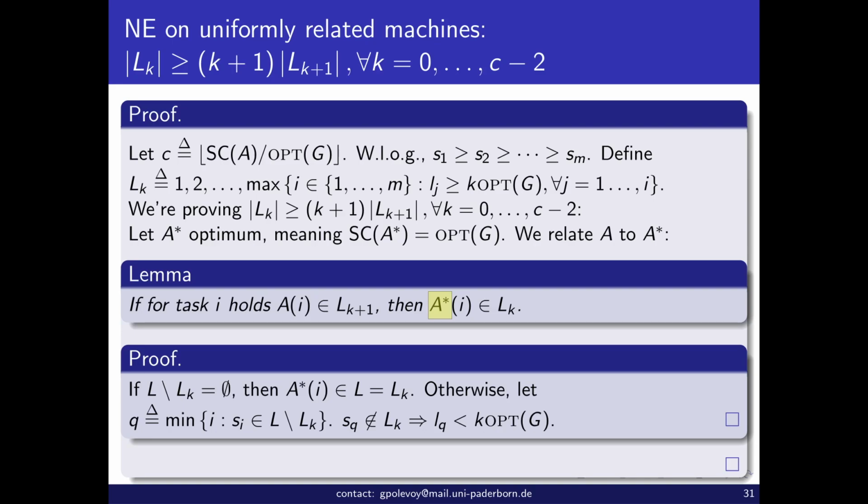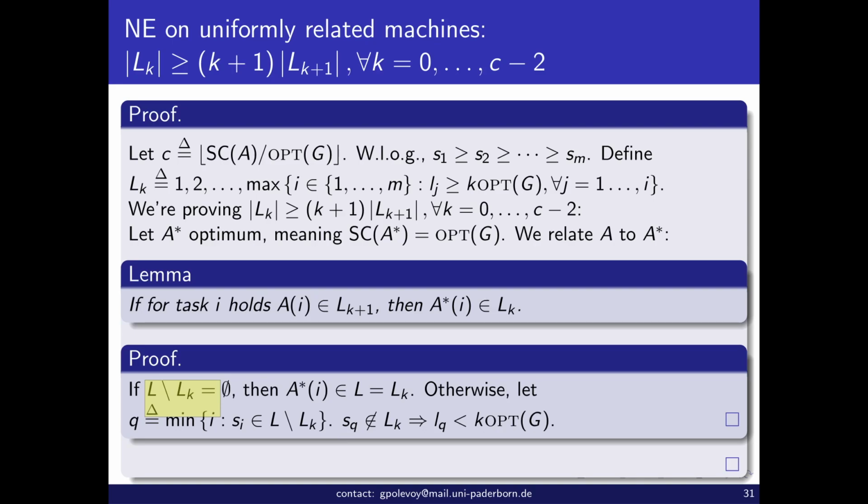Now, how do we prove that? If the difference between L and Lk is empty, it means that Lk is everything. So then A star, of course, goes to L somewhere, and therefore it has to be in Lk, because in this case L and Lk are the same. So then we are done. So we may assume that L minus Lk is not empty, so there is something there. And so look at those machines which are not in Lk, and denote the minimum machine there by Q.